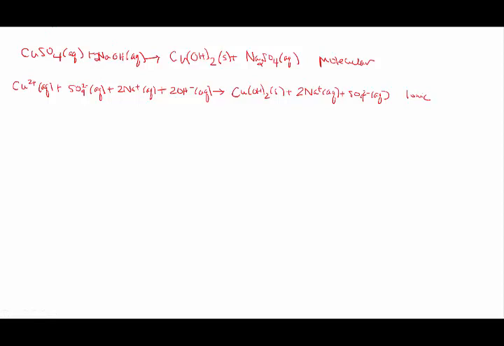Now cancel any spectators, things that don't change from the left to the right. In this case, that was sulfate and sodium. Everything else remains in your net ionic equation. Your net ionic equation should be balanced, and it describes what actually changed during the reaction. In this case, copper ions and hydroxide ions combined to form a solid.